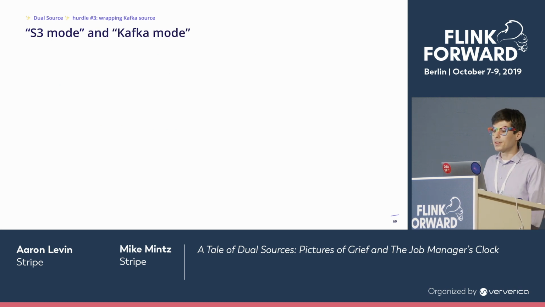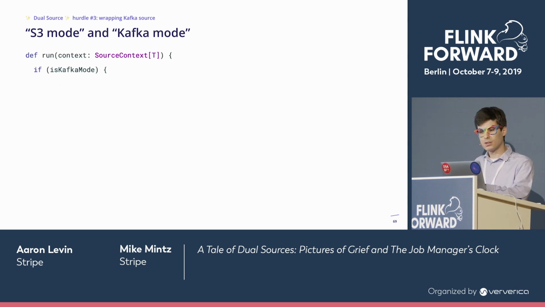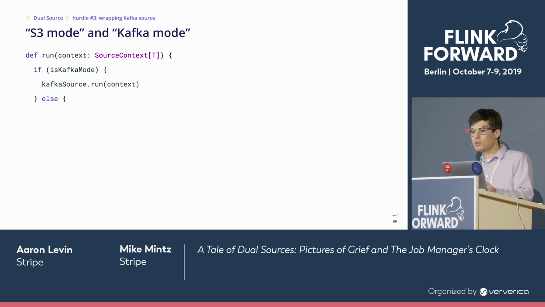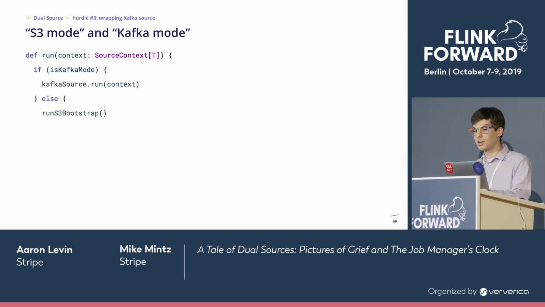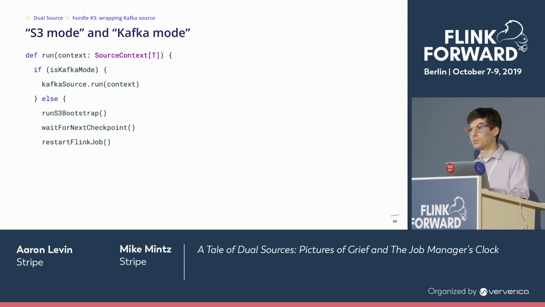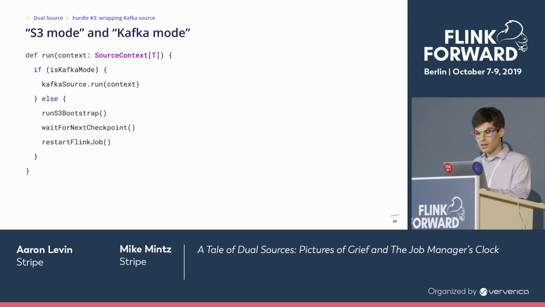Then in our run method, if we're in Kafka mode, we just run the Kafka source. Otherwise, we're in S3 mode, so we run the S3 source logic. We wait for a checkpoint, and then we force the Flink job to restart. But how do we wait for a checkpoint, and how do we trigger the Flink job to restart?